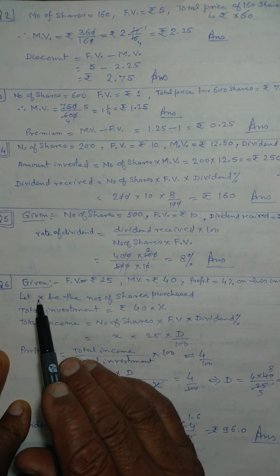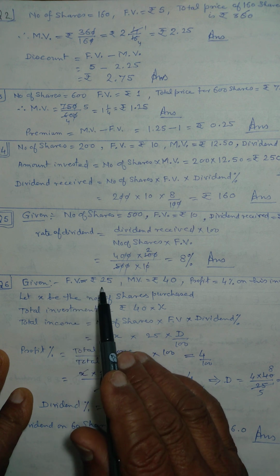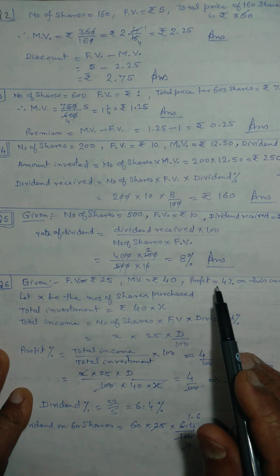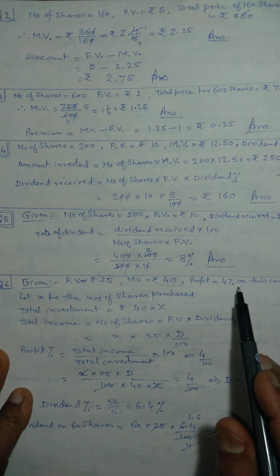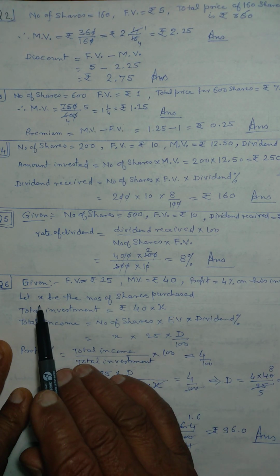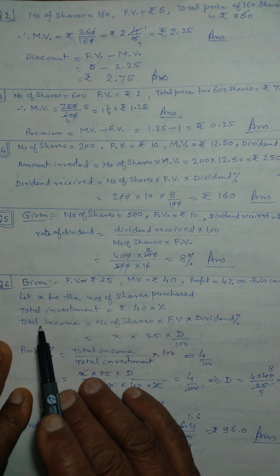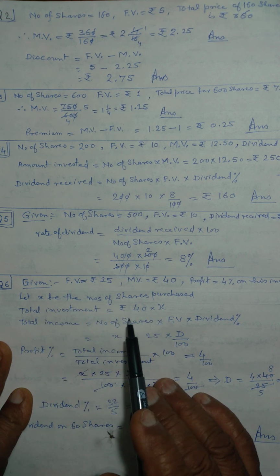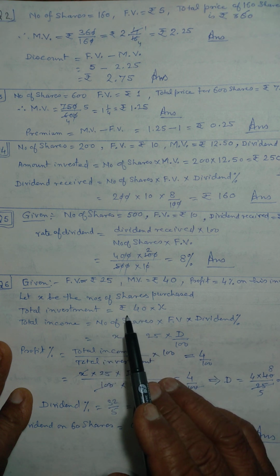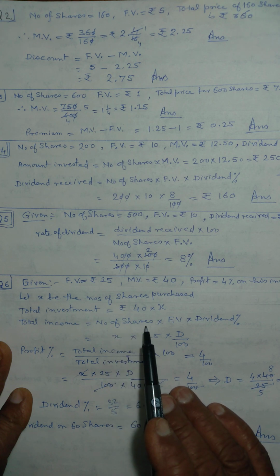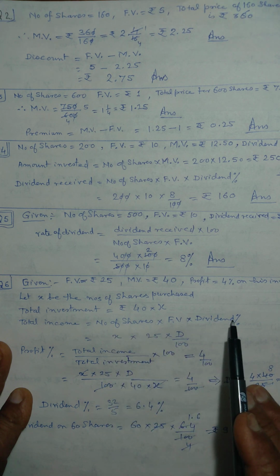Now question number 6. Face value is given, that is 25. Market value is rupees 40. Profit percentage, that is 4% on his investment. Let us assume that X be the number of the shares purchased. So the total investment will be equal to rupees 40 into X.